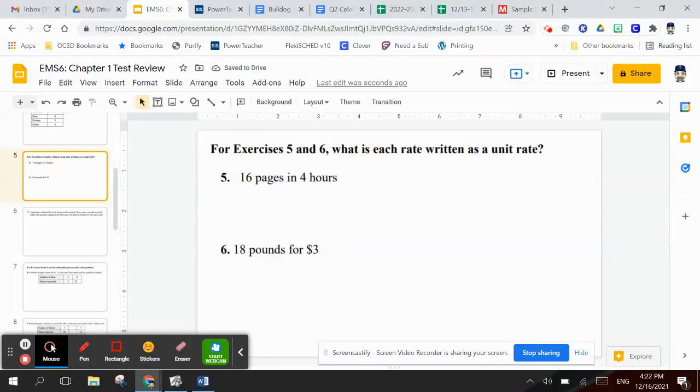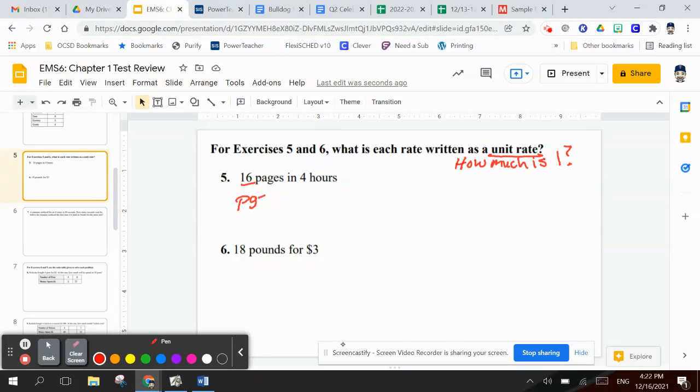For exercises 5 and 6, we have to write each rate as a unit rate. So a unit rate, we're asking how much is 1? That's the question about a unit rate. When I look at number 5, it says 16 pages in 4 hours. So I'm comparing pages to hours. I have 16 pages in 4 hours. I want to know how much is 1.